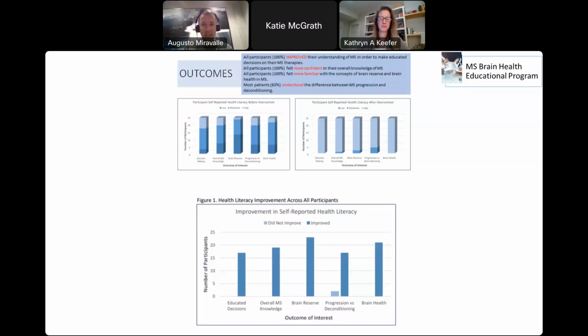So you can see that at the end of this program, most patients improved, and that's why you don't see light blue bars, because it was 0 at the end. Everyone improved in making educated decisions, overall knowledge in MS, knowledge of brain reserve, and overall brain health. So we're hoping to bring these programs here.